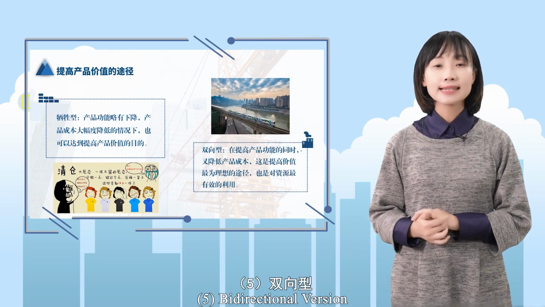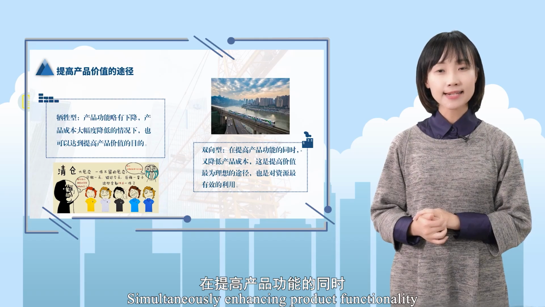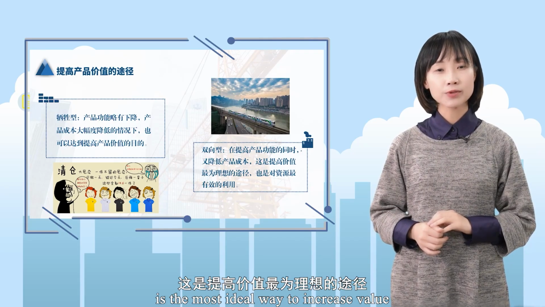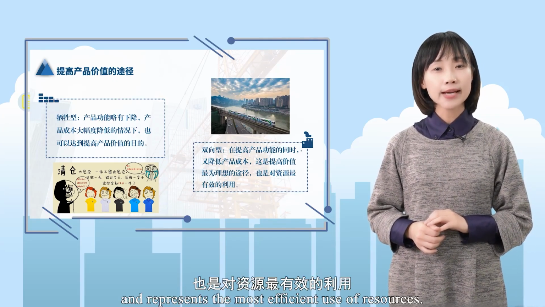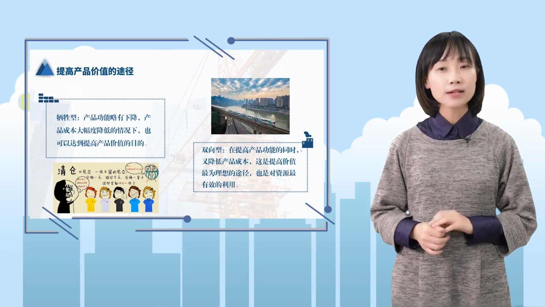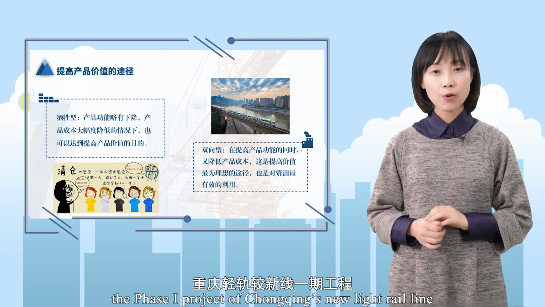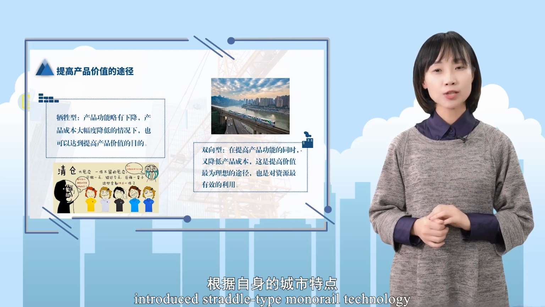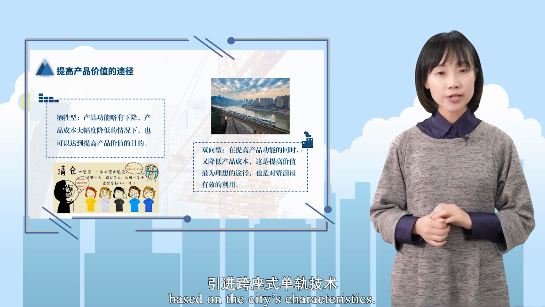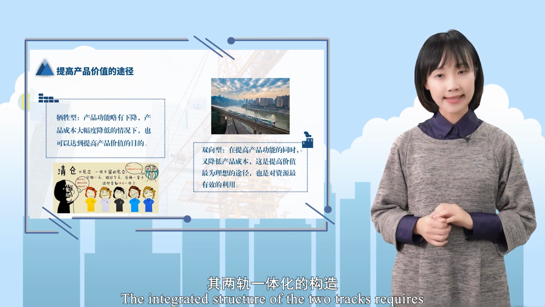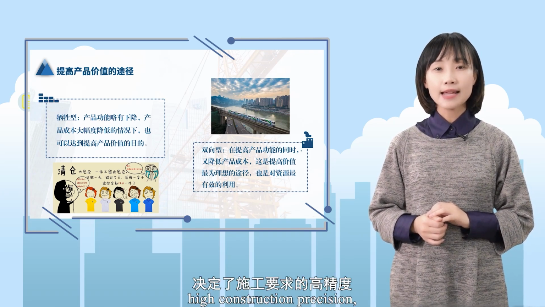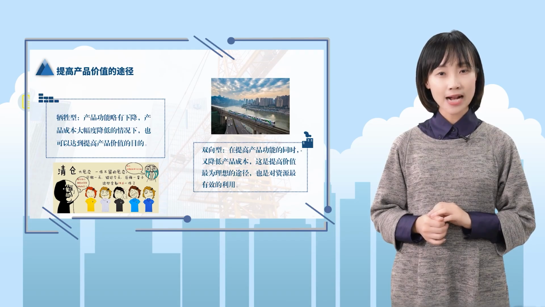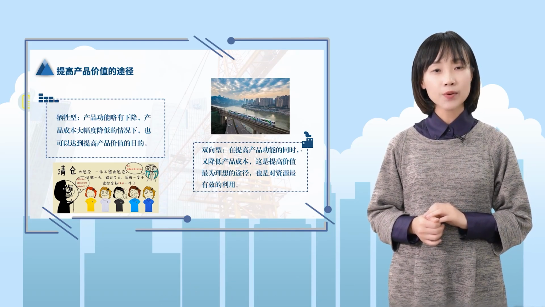Fifth, bidirectional version. Simultaneously enhancing product functionality and reducing costs is the most ideal way to increase value and represents the most efficient use of resources. For example, the phase I project of Chongqing's new light rail line introduced straddle-type monorail technology based on the city's characteristics. The integrated structure of the two tracks requires high construction precision, posing challenges such as potential rework or even scrapping of PC track beams.